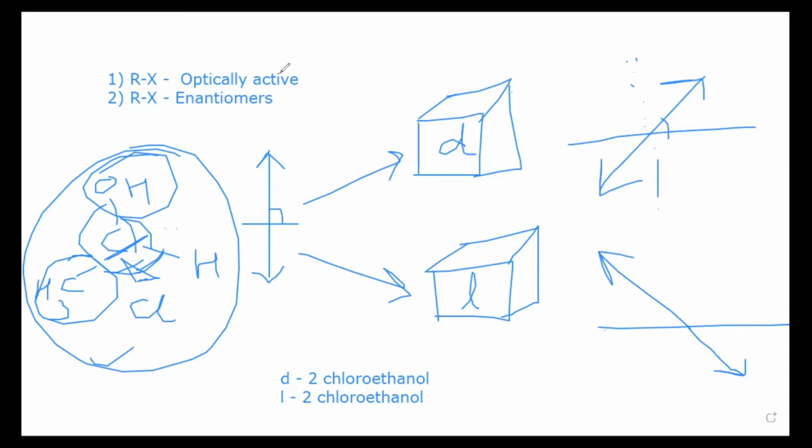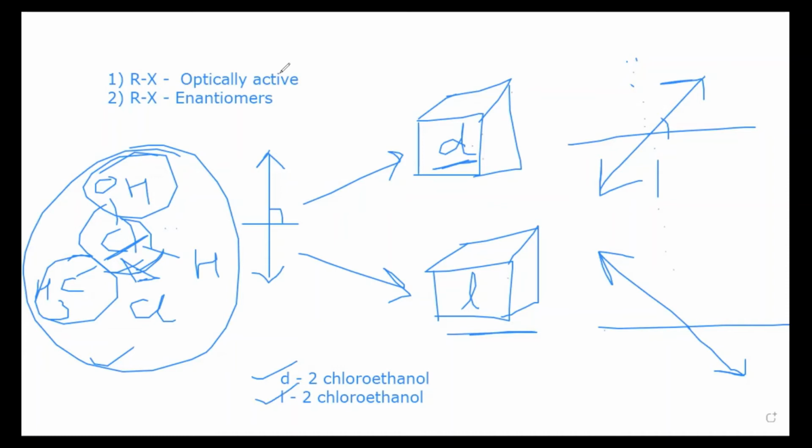But according to the IUPAC sign convention, the D prefix is given to those isomers which rotate the plane of polarized light towards the right only. So whenever you have a D isomer, you have to be assured that it is going to rotate the plane of polarized light towards the right side only. In the same way, whenever you have an L isomer, you should be assured that the plane of polarized light is rotated towards the left only. So the only difference between D and L isomers is how they rotate the plane of polarized light. One will be rotating towards the right side, the other towards the left side.